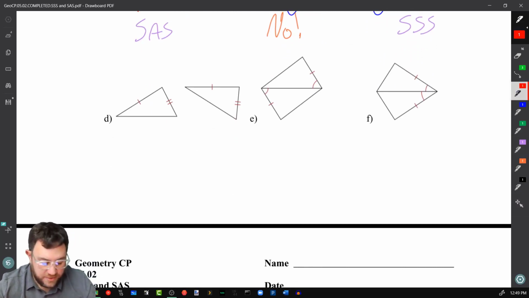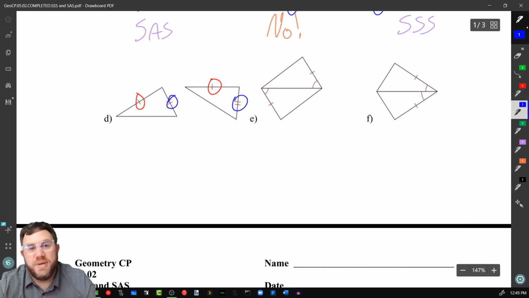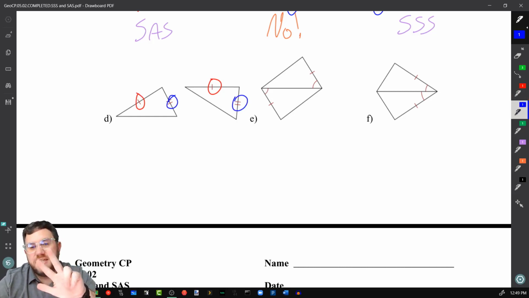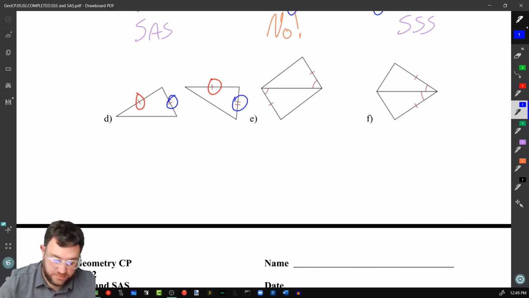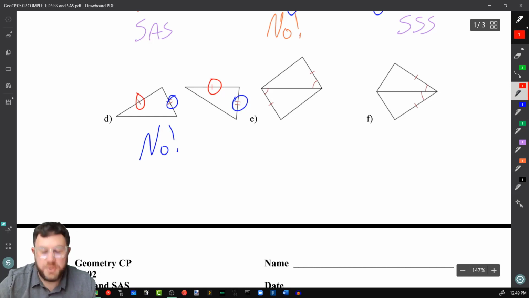For D, we've got a pair of sides here, we've got a pair of sides here, but that's all we have. That's not enough information. We always need at least 3 things in order to show they are congruent. And so this one is another one that is no, because we only have 2 things.